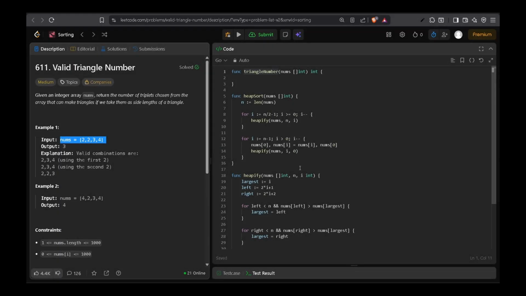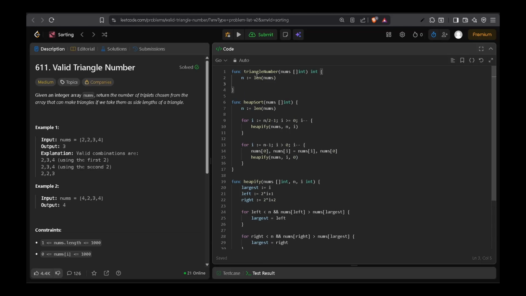As you can see, I've already written the code of heap sort. Now if you don't know how a heap sort works or don't know how to write it in Golang, check out my other video. There I've explained how a heap sort functions, so I'm not going to go into detail of the heap sort here. So the first step was to sort the array, so we will sort the nums array, right?